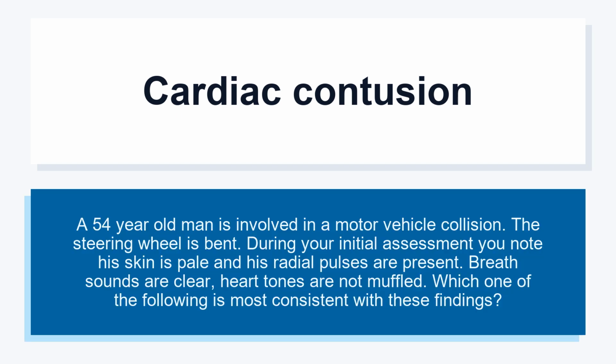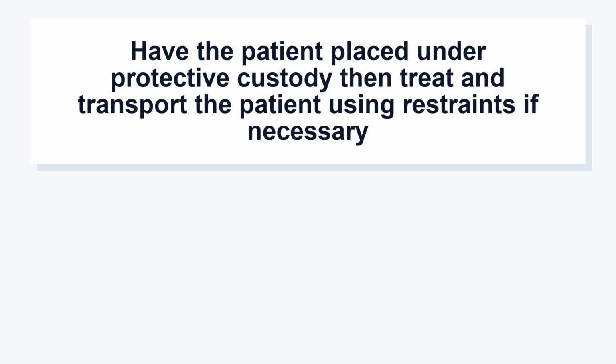A 54-year-old man is involved in a motor vehicle collision. The steering wheel is bent. During your initial assessment, you note his skin is pale and his radial pulses are present. Breath sounds are clear, heart tones are not muffled. Which one of the following is most consistent with these findings? Have the patient placed under protective custody, then treat and transport the patient using restraints if necessary.